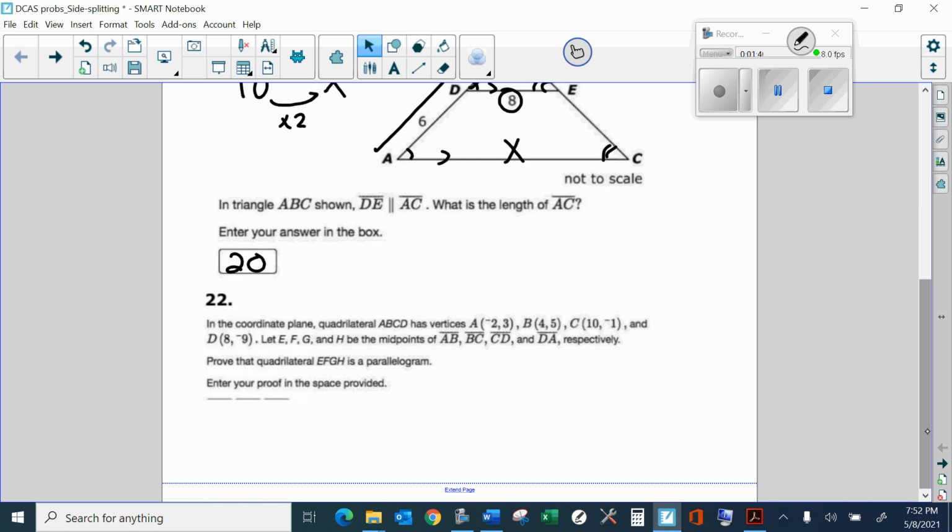In the coordinate plane, quadrilateral has those vertices. Let EF, GH be the midpoints of that. Prove the quadrilateral EFGH is a parallelogram. We're not going to go ahead and do that one.